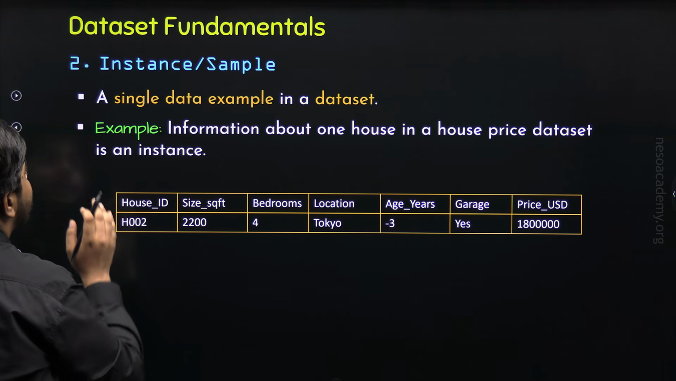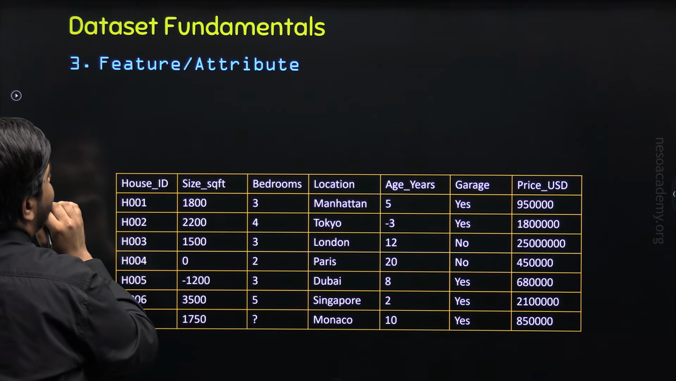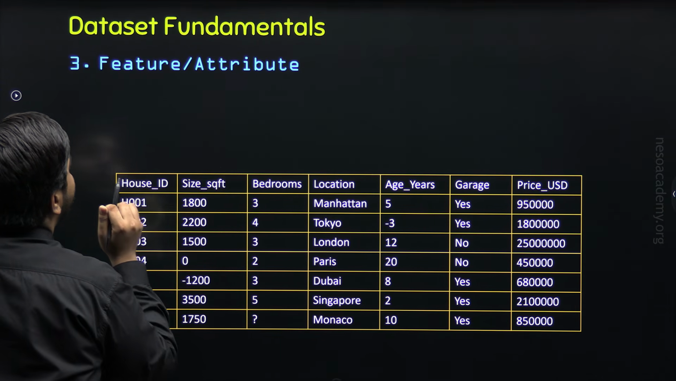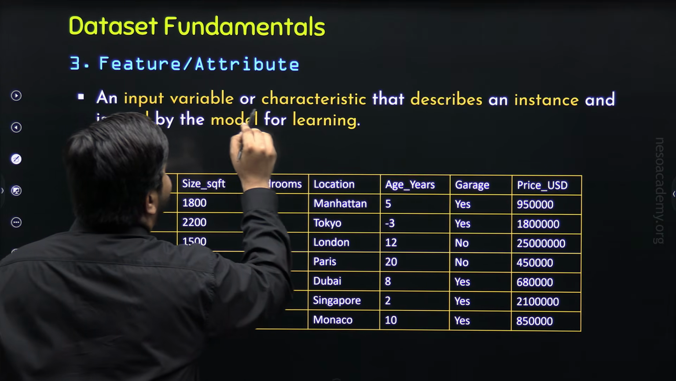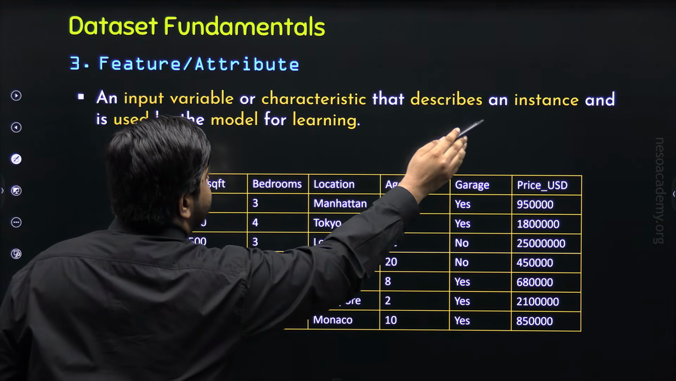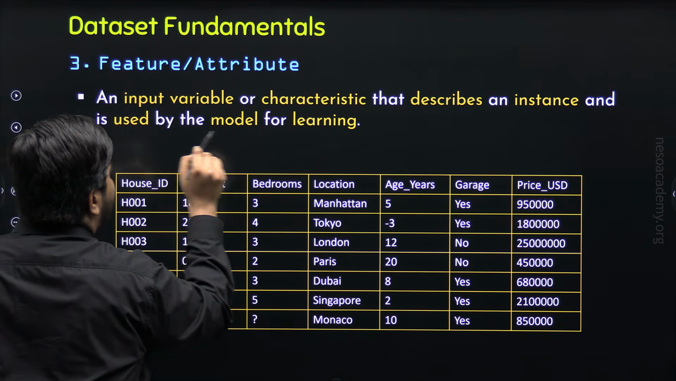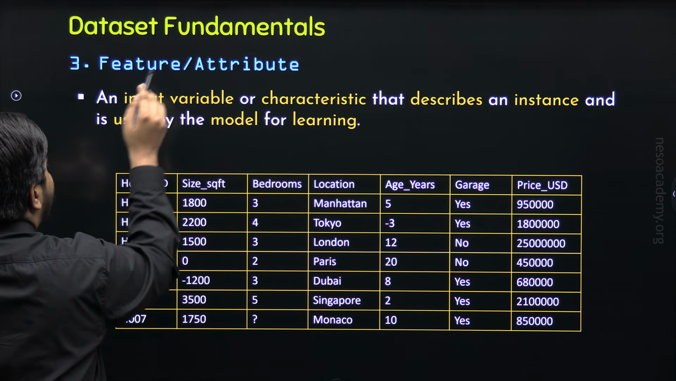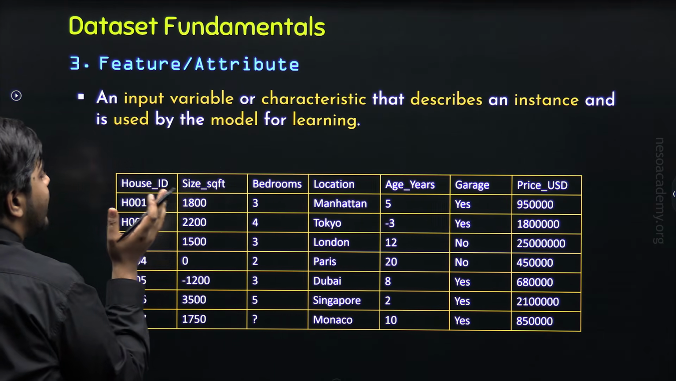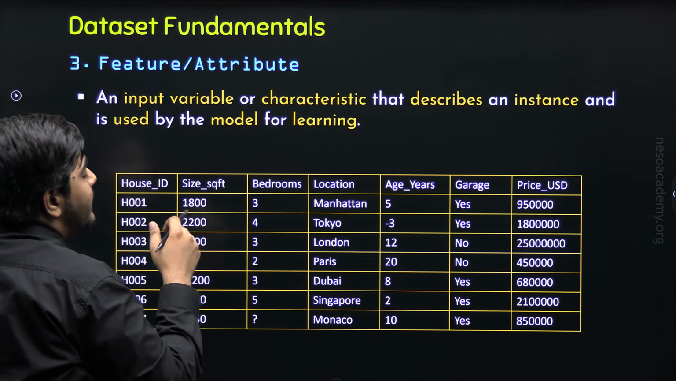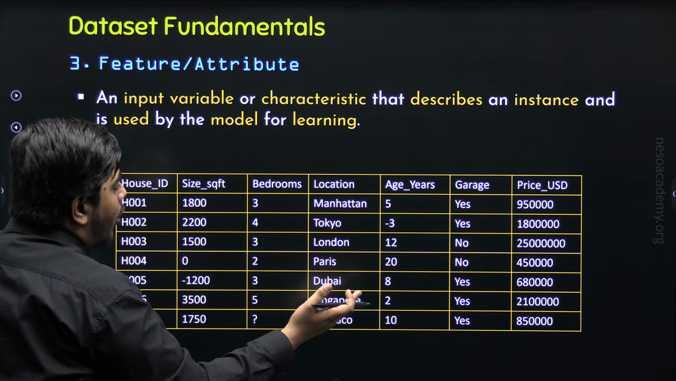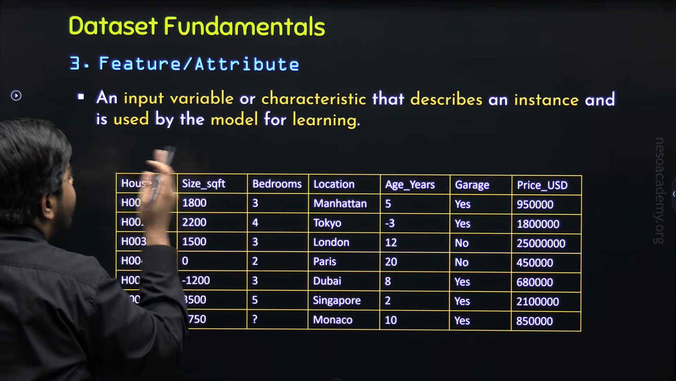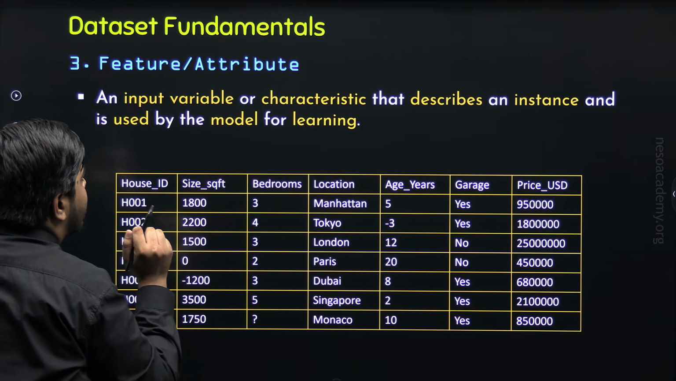Now we will move towards the third term inside the dataset fundamentals, which is feature or attribute. Now what is a feature? An input variable or characteristic that describes an instance and is used by the model for learning. What does that mean? It means that a feature is an input variable. Now what is an input variable? An input variable is the data that is given to the machine learning model as an input. So, a feature is the data that is given to the machine learning model as input.